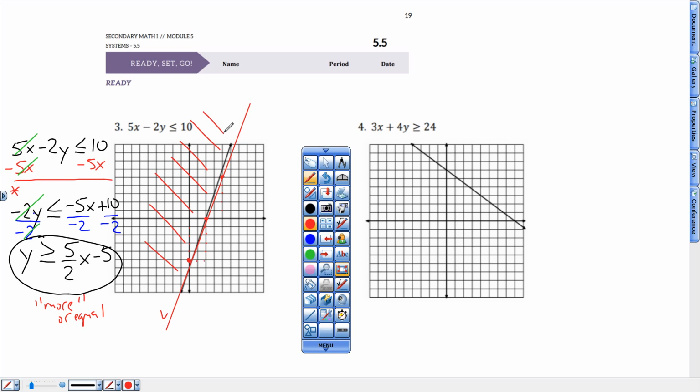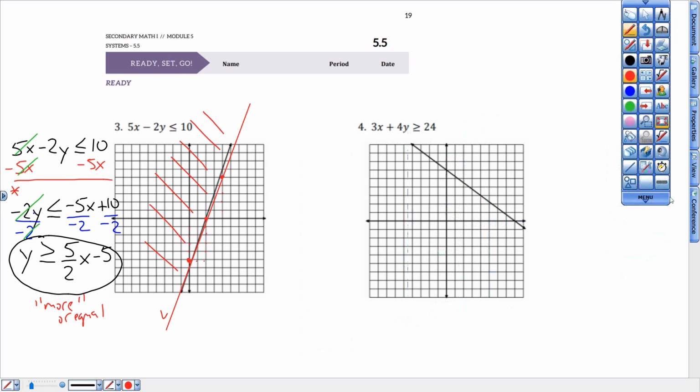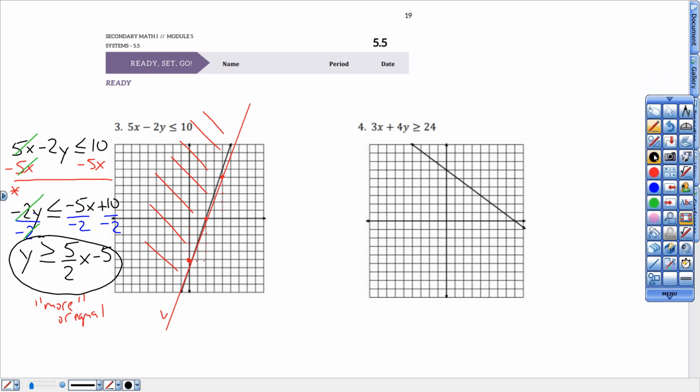All right, let's check out this other one. Second word is ocean. Gotta go ocean. So here we go. For this, 3x plus that 4y more than or equal to 24.